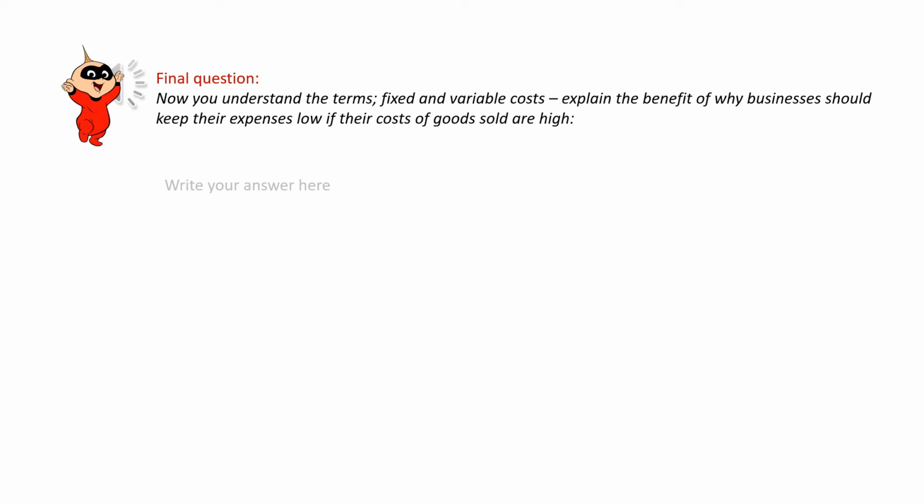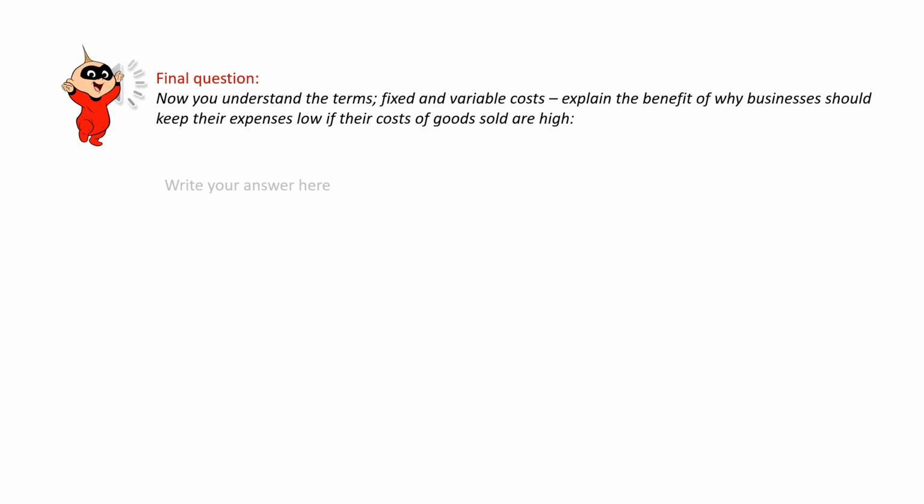Final question. Now you understand the terms fixed and variable cost. Explain the benefit of why businesses should keep their expenses low if their costs of goods sold are high. So let's pause and have a think a moment. If the costs of goods sold are high, then you have to take that away from revenue, and then the gross profit is your answer. So if you've got one item that's quite high, that means gross profit's going to be negatively impacted. So you've got a lower number for gross profit. Right, we've got that answer.